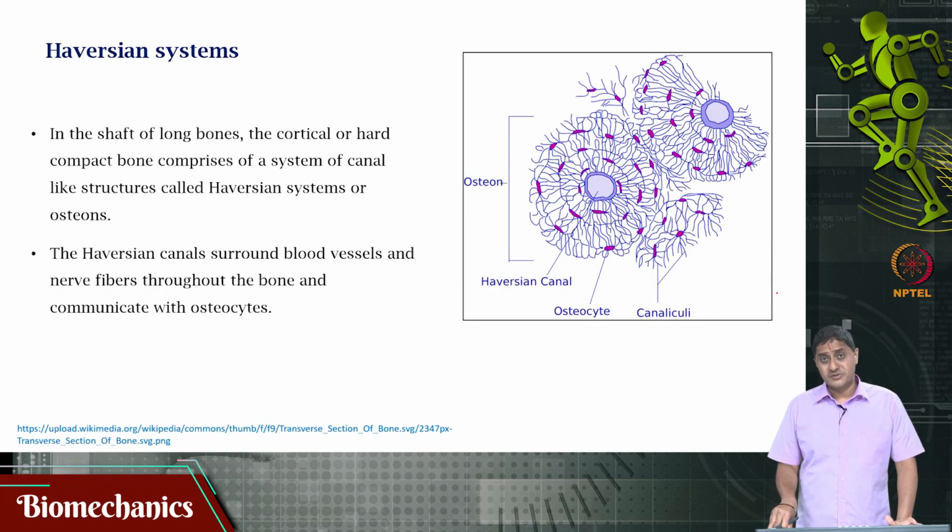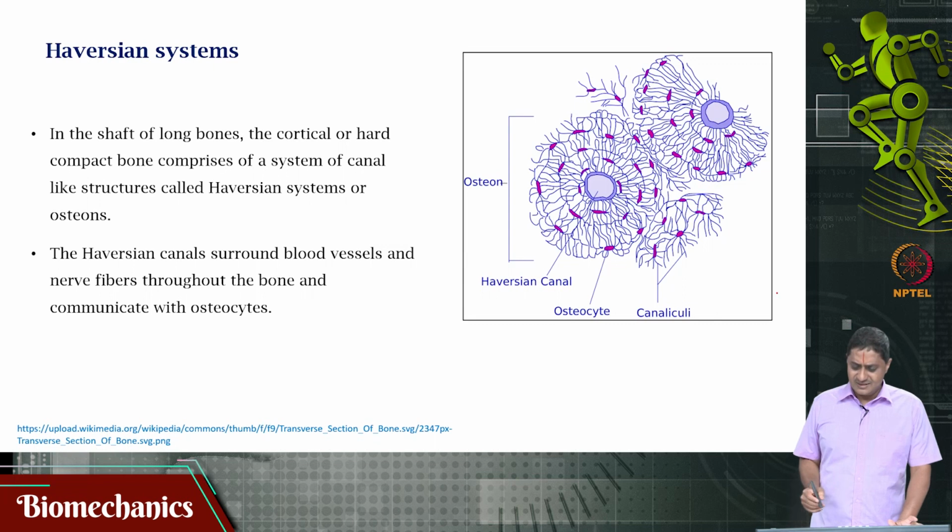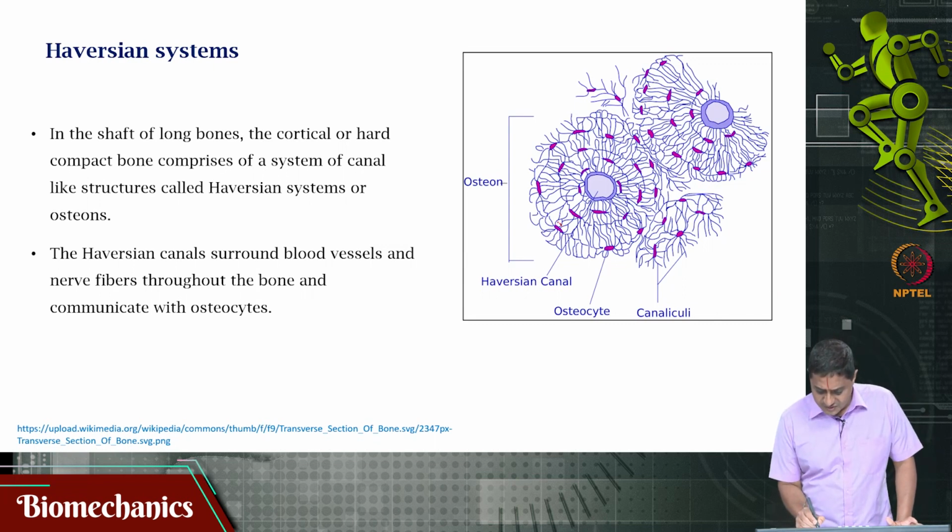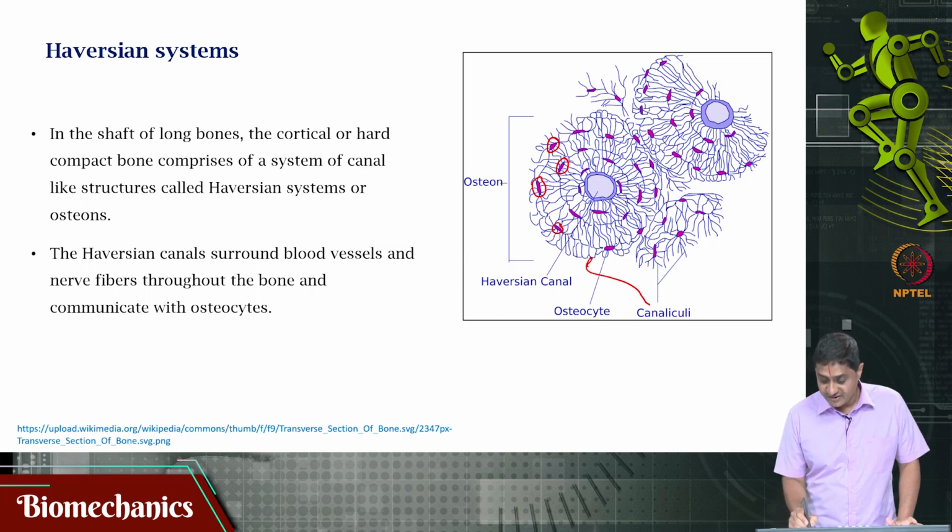In long bones such as the femur, for example, the hard bone, or the cortical or compact bone, has a system of canal-like structures called Haversian systems or osteons. What are these? Essentially, here is an osteocyte, here is an osteocyte, here is an osteocyte. And what are those branches surrounding these osteocytes? Those are all the various canaliculi. For each osteocyte, there are canaliculi.